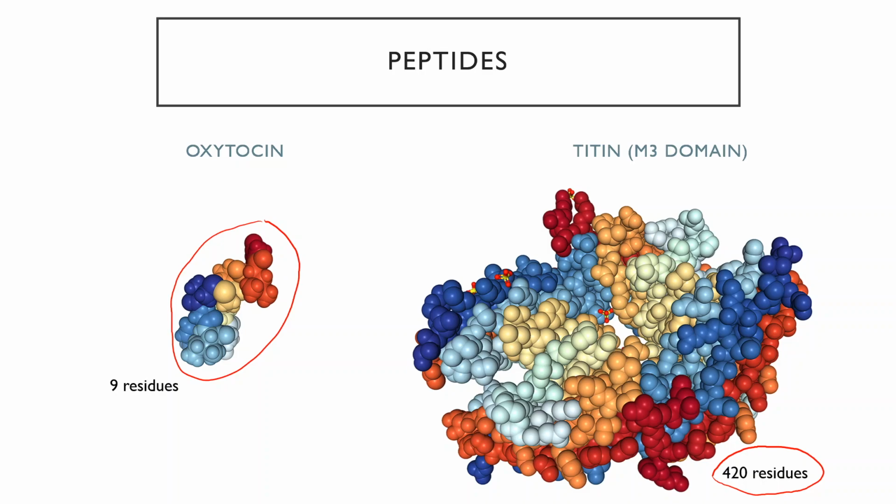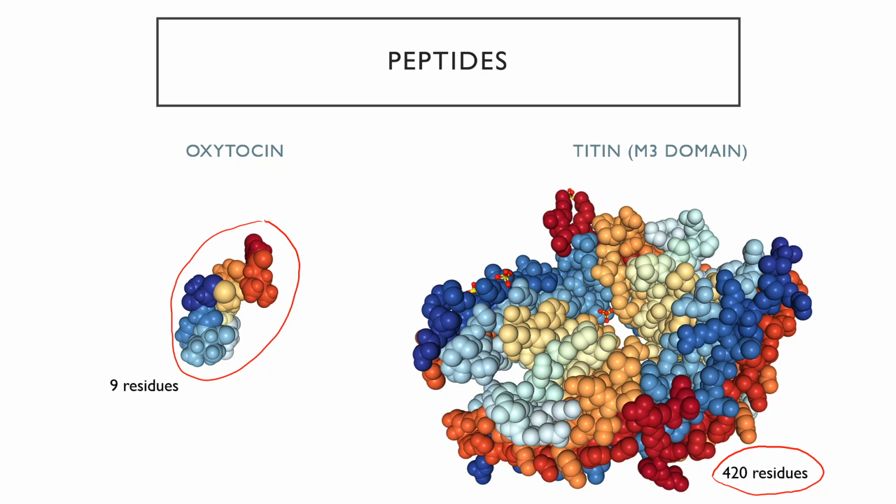So sometimes those terms are used interchangeably. But a lot of peptides, like oxytocin, are important as signaling molecules. So a lot of hormones, for example, are short peptides like this, and other things that might be secreted out of a cell. And so that's where those terms will show up.